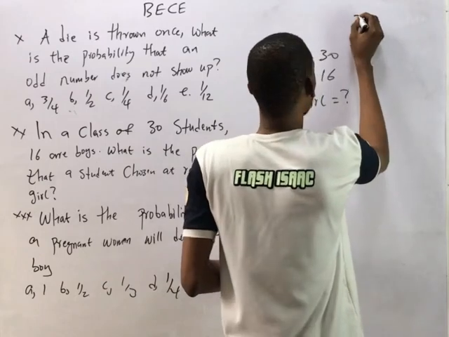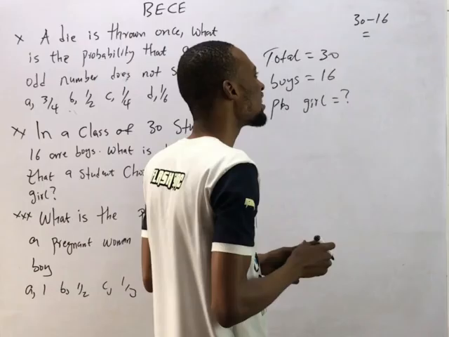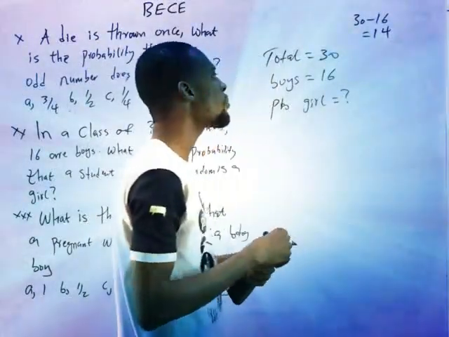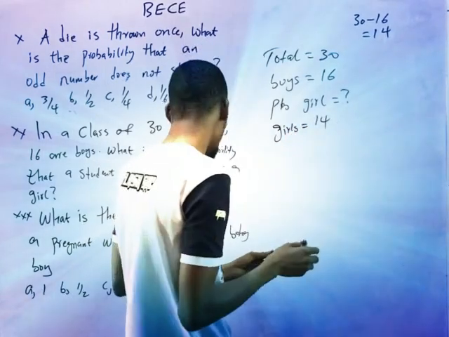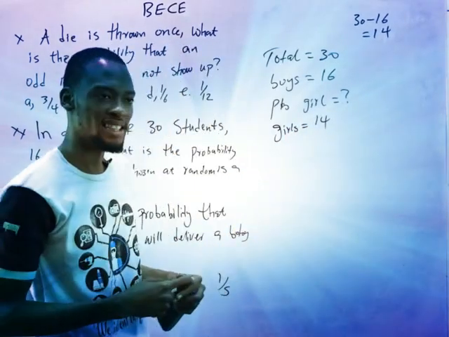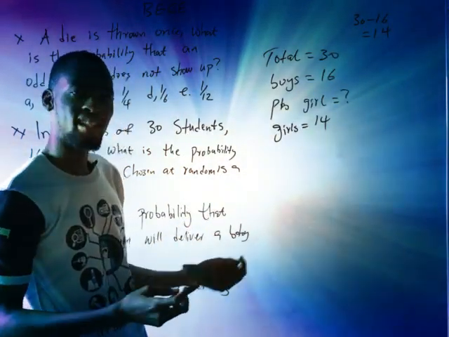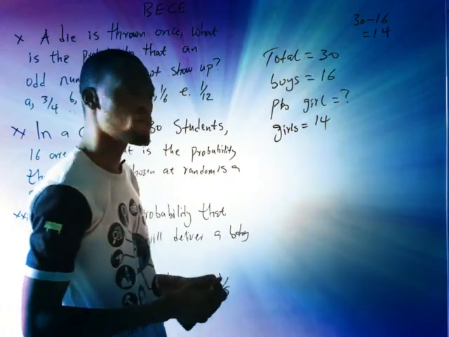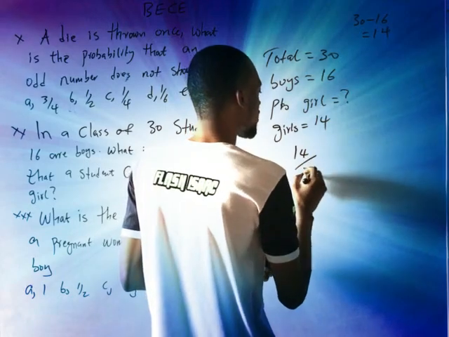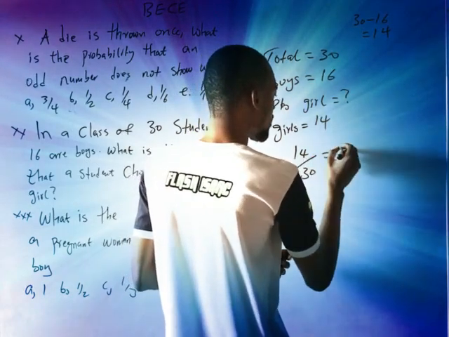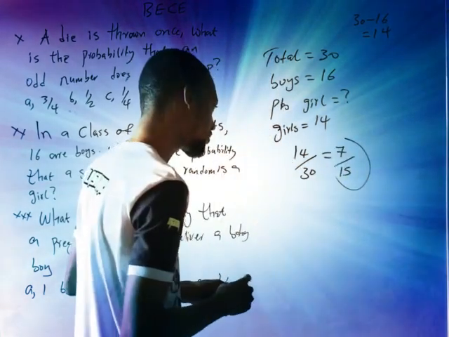So 30 minus 16 will give you the number of girls in the class. So the number of girls in the class is equal to 14. But the question is not asking us for the number of girls in this class. It's asking us for the probability of girls in the class. So the probability of girls in the class is simply the number of girls over the total number of students in the class. So that will give you 14 over 30. So 14 divided by 2 is 7. 30 divided by 2 is 15. So that's 7 over 15 is the answer.